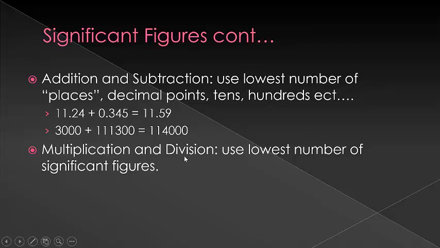For multiplication and division, we use the lowest number of significant figures now. So for example, if we have 23 times 436, well, if you do that out, you'll see that there's no simple way to get the correct number of significant figures. We need to have 2 because of the 23. We can't do that because of the 0 right here. So I switched it to scientific notation.